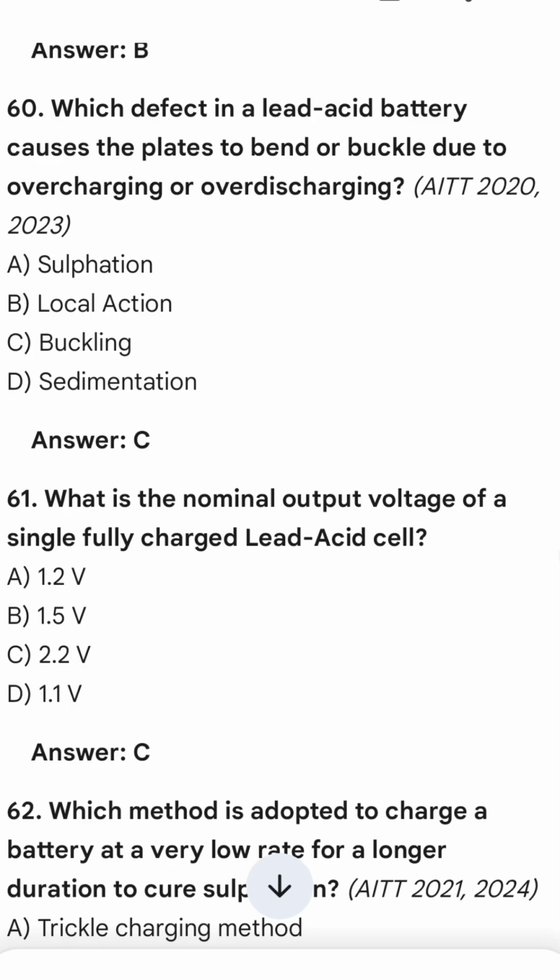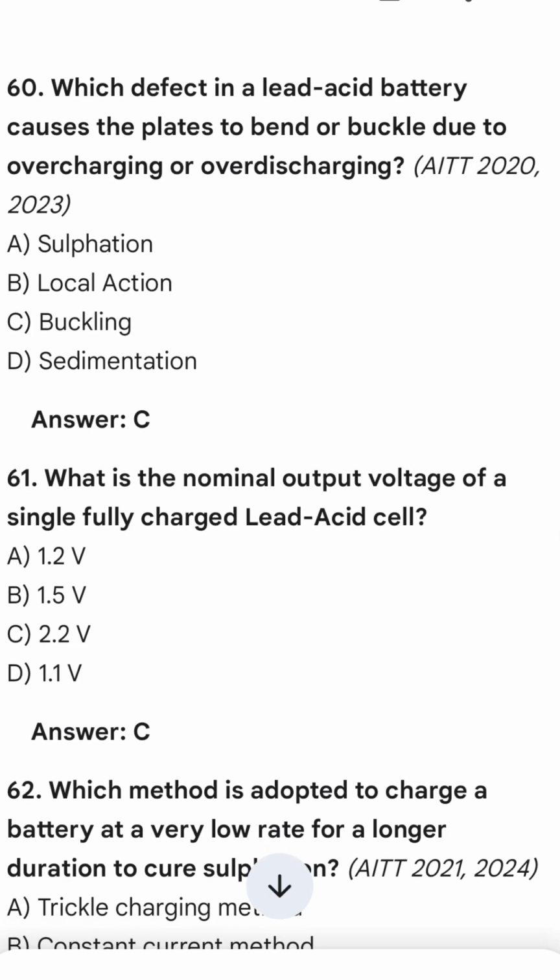Question number 60. Which defect in a lead acid battery causes the plates to bend or buckle due to overcharging or over discharging?